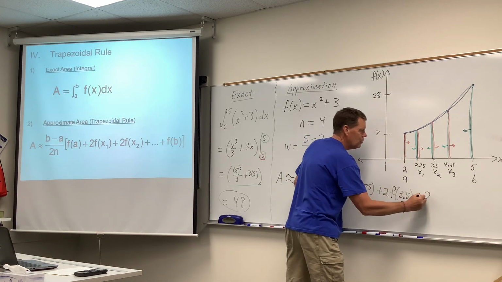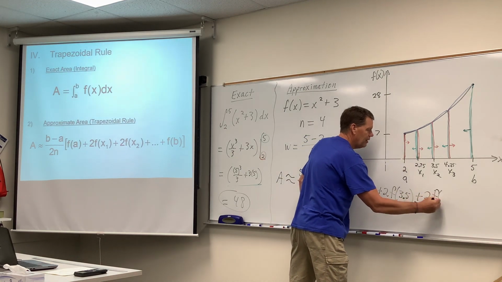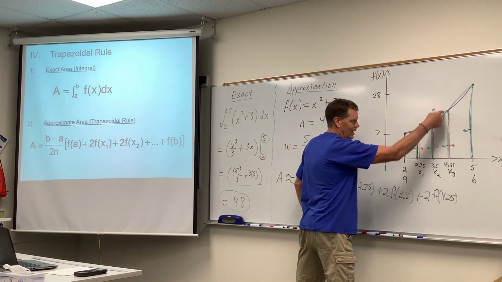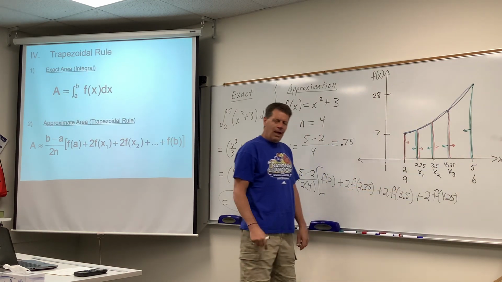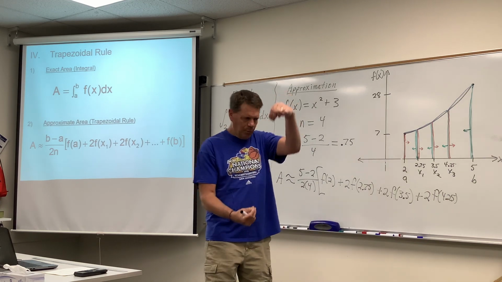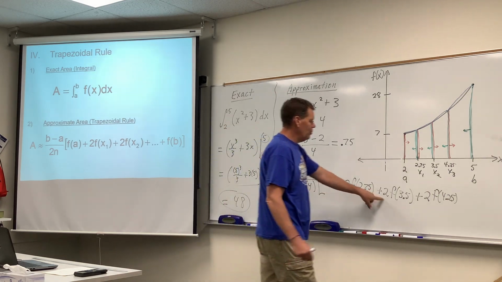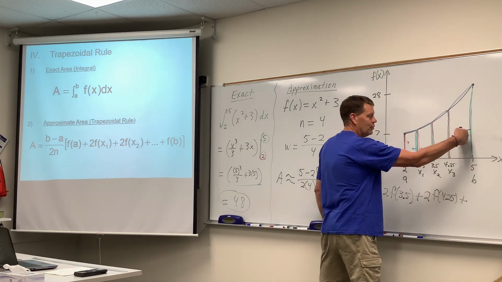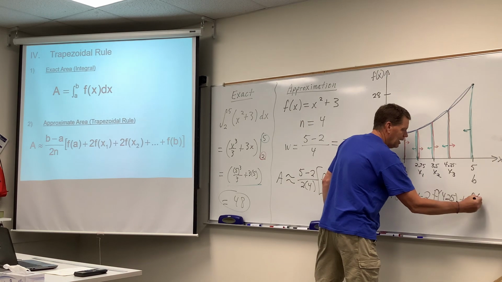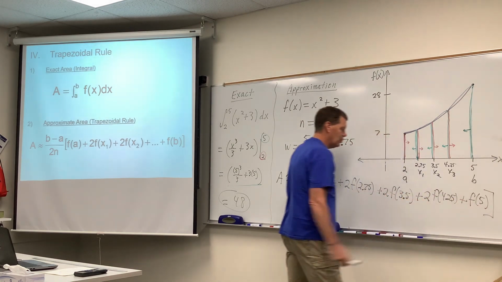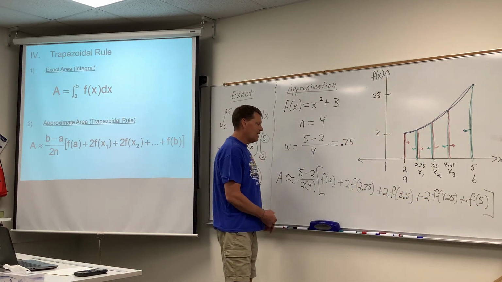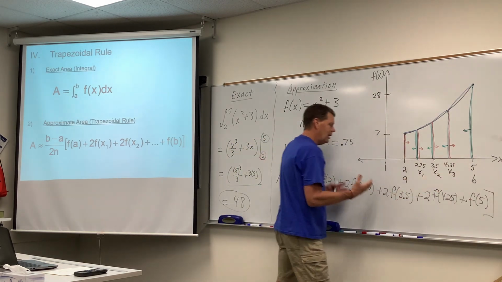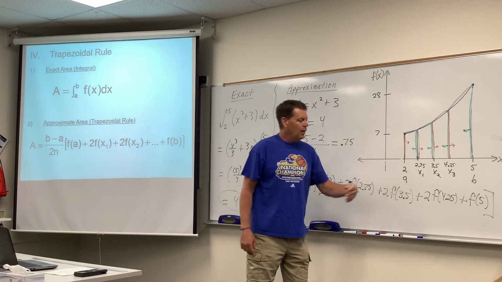Plus 2 times f of 4.25. See, the reason we're putting it into the function is because we got to get the height of the trapezoid, and that's found by putting that number into the function. Notice all these ones in the middle are multiplied by 2. And then the 5, since it's only involved in one trapezoid, it'll just be f of 5 not being multiplied by 2. So again, the thing to keep in mind is that the left end point and the right end point of your interval are only in there once, and all the ones in the middle get doubled.